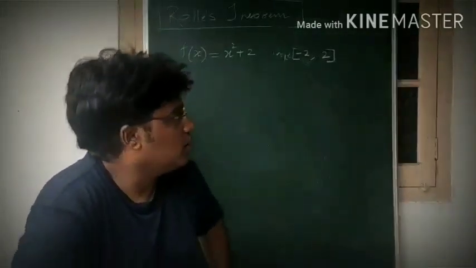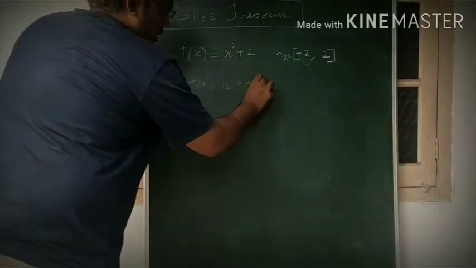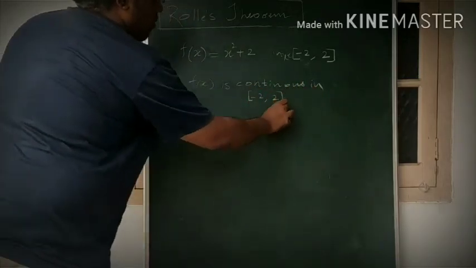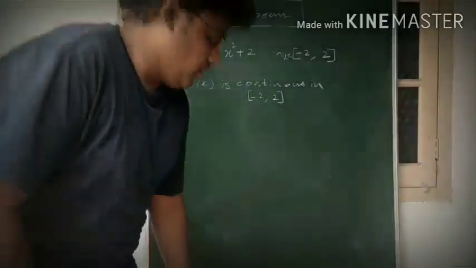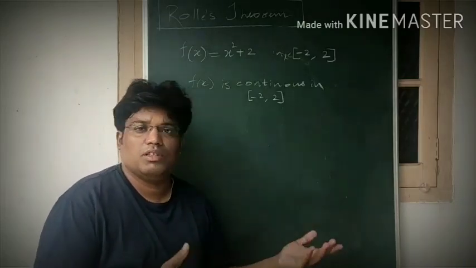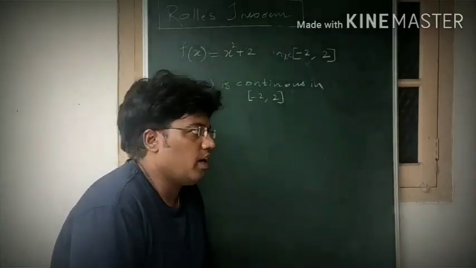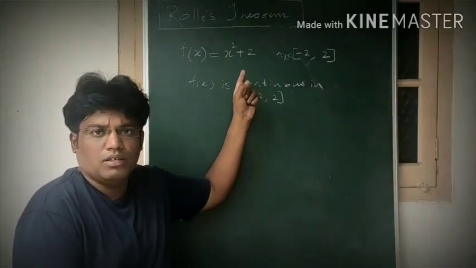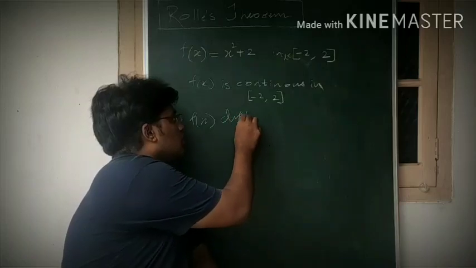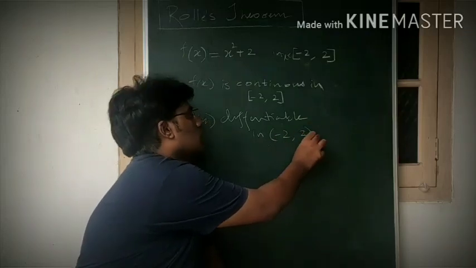So I am going to write, since it is polynomial, f of x is continuous in closed minus 2 comma plus 2. Clear? So first I'll go with the problems, how to do it, and then I'll explain the theory behind that. So it's continuous in the closed minus 2 comma plus 2, and since it's a polynomial, it is differentiable. Therefore I'm going to write f of x is differentiable in open minus 2 comma 2.